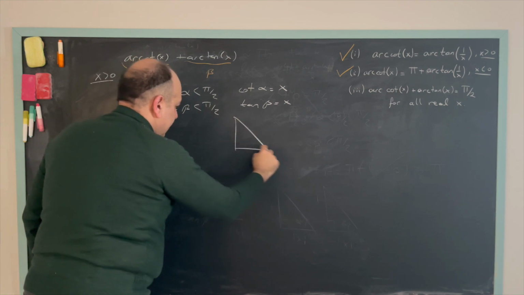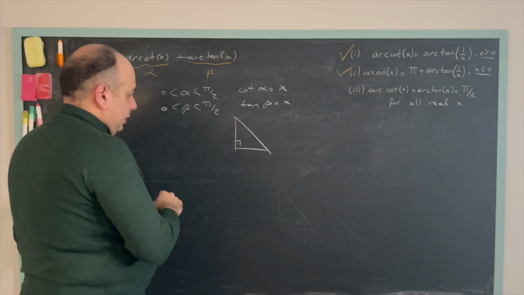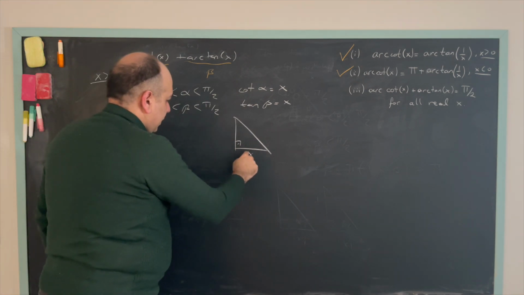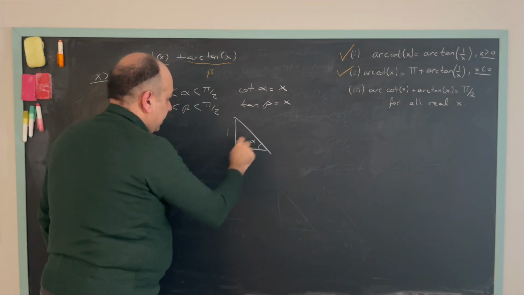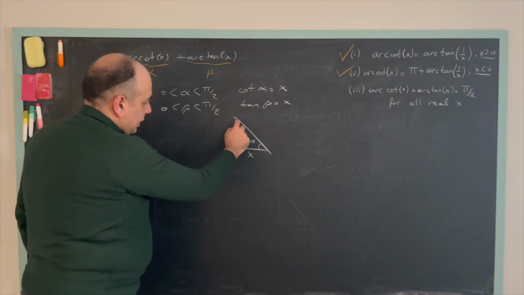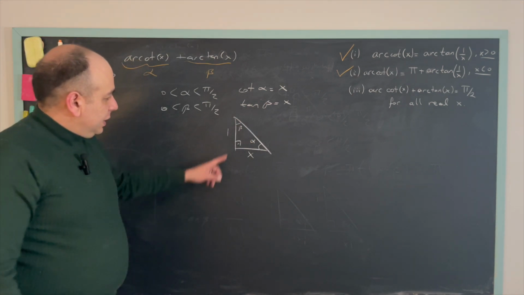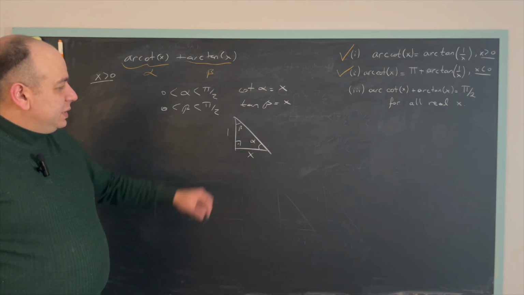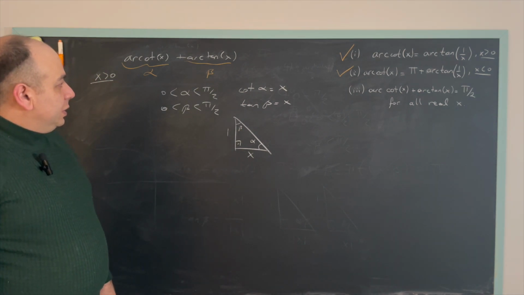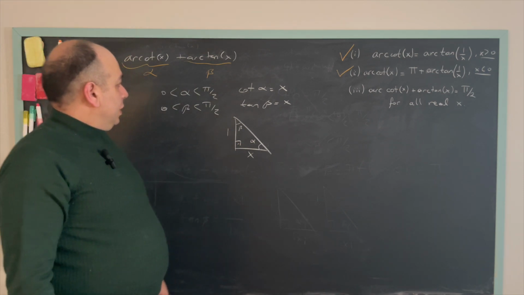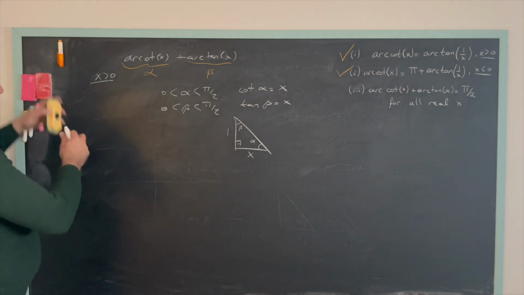So if you plot a right triangle, cotangent alpha is equal to x. So this is x and 1. This is alpha. Tangent beta is equal to x, so this has to be beta. So then alpha plus beta must be equal to pi over 2, right? This is easy to show using the interior angles of the right triangle. Okay, so now let's look at the other case.